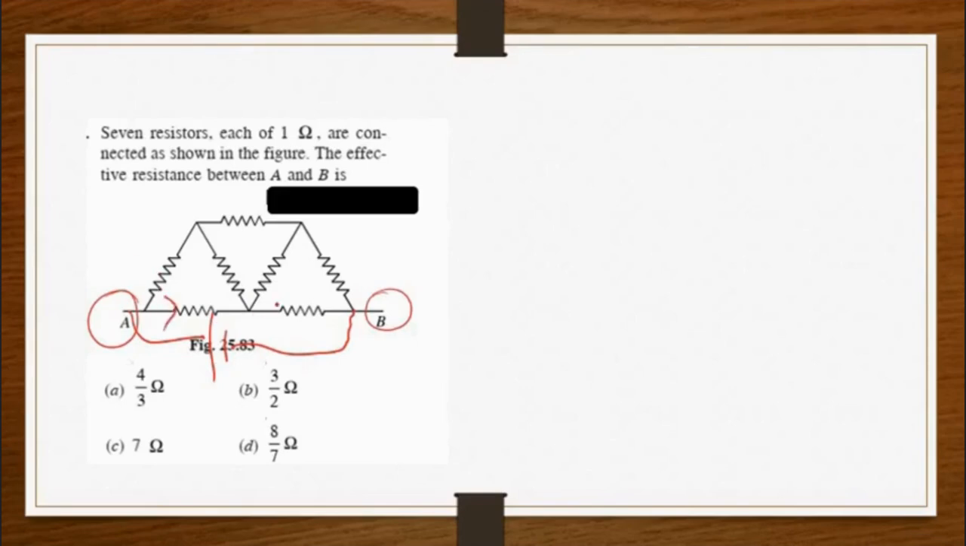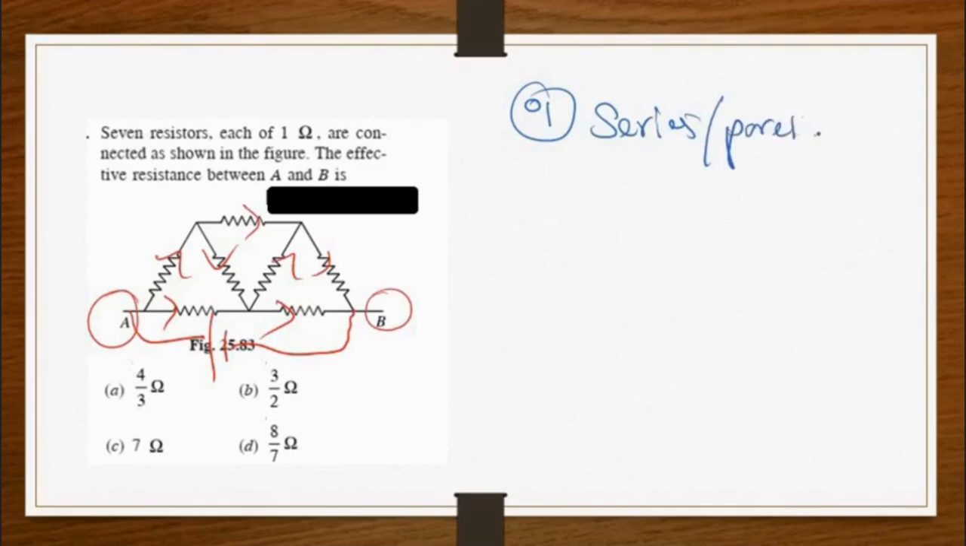Current can flow in this direction easily, or it can go through in this way, or it can go through in this way. So we can assume current will travel through all the resistors, right? So they are asking us to find the effective resistance. To find effective resistance, I'm going to look at a couple of things. So first thing, I need to find whether these resistors are series or parallel, right?